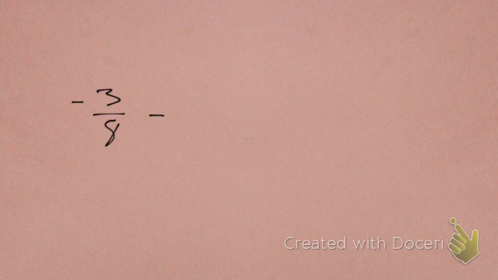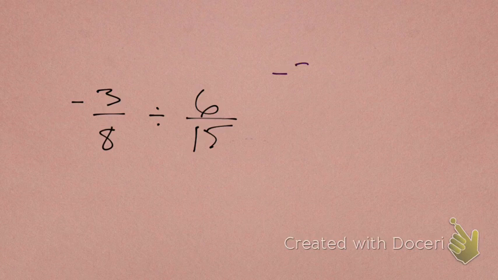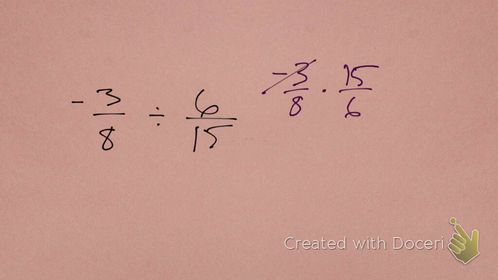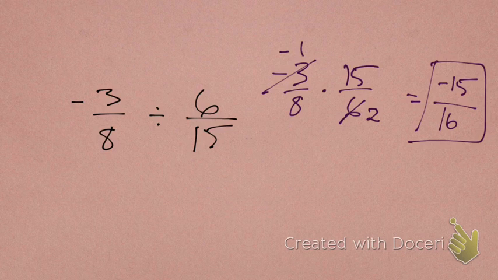Negative 3/8 divided by 6/15. All right, guys, so as I go after this one, here's my negative 3/8. Instead of dividing, I'm going to multiply, and the reciprocal is 15/6. Now I'm going to look for ways to cross simplify. I'm looking at that 3 and 6. I can divide those both by 3. And that gives me negative 15/16. Cool? All right. Nice review, guys.